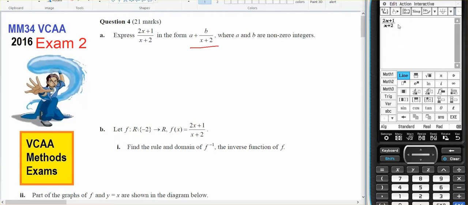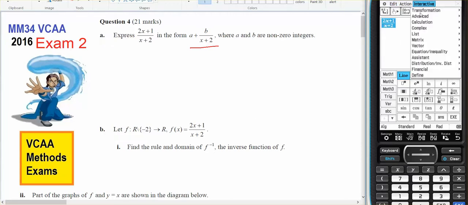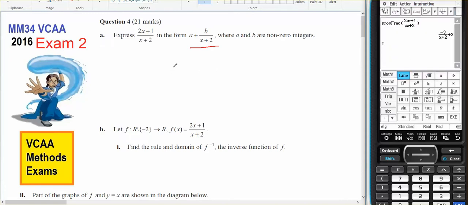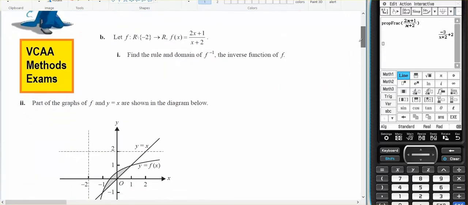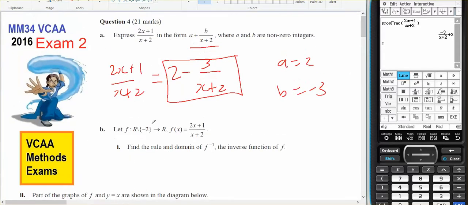So I've got (2x + 1)/(x + 2). Using interactive, transform, fraction to a proper fraction, I get 2 minus 3 on top of x plus 2. That is what (2x + 1)/(x + 2) equals. Therefore a equals 2 and b equals negative 3. Let this be the domain for this particular hyperbola, which is that one.